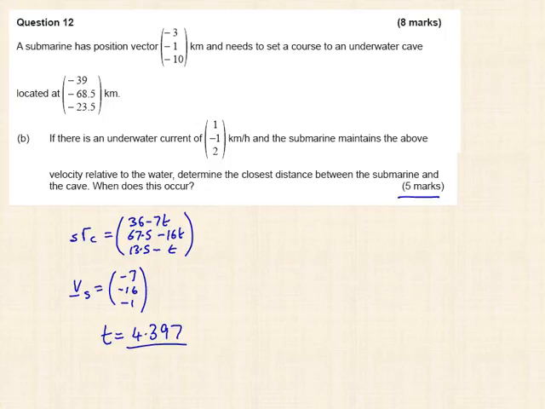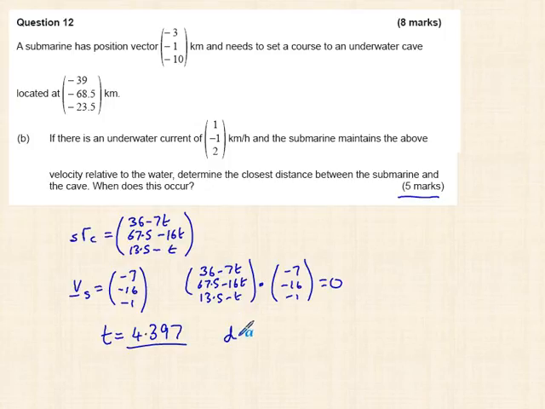Since it's a 5-mark question, we probably ought to say that. So (36 minus 7t, 67.5 take 16t, 13.5 minus t) dot (-7, -16, -1) equals 0 gives rise to this answer. Then what we want is the modulus of this vector with t equal to 4.397.